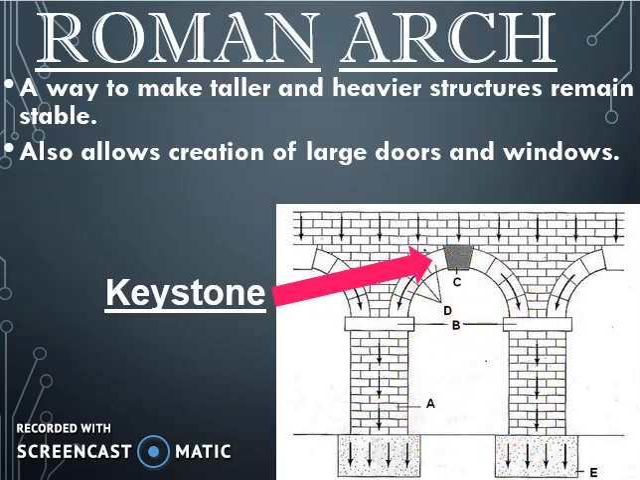It also allowed for doors and windows, so people to be able to move in and out or see in and out. The way it works is the importance of the arch is this keystone right here. The keystone holds all of these bricks or stone in place. If the keystone weren't there, these would all collapse. So the keystone is the key to how the arch works.